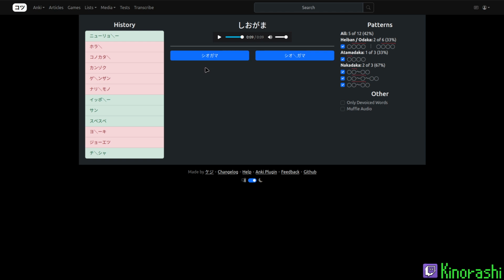So this is saying, is it a Heiban? And no, it does not. It sounds like a Nakadaka. So Shiogama.